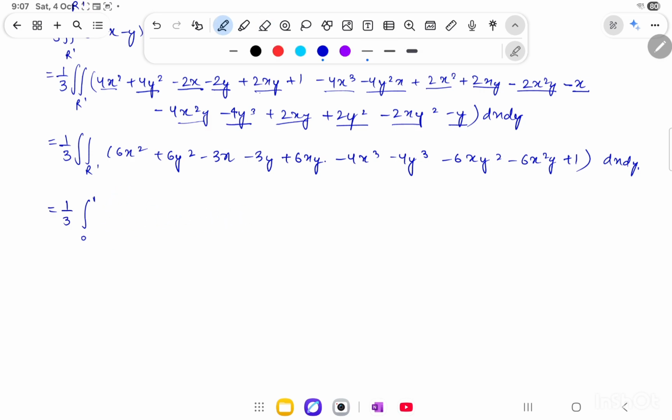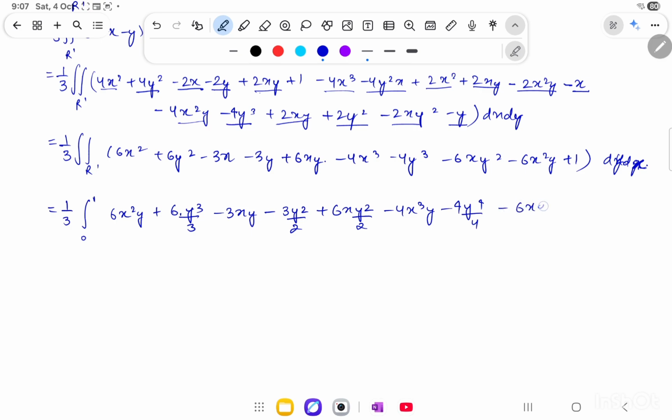We are integrating first with respect to y and then with respect to x. So if we integrate with respect to y, it will be 6x squared y plus 6y cubed by 3, minus 3xy minus 3y squared by 2, plus 6xy squared by 2, minus 4x cubed y minus 4y to the power 4 by 4, minus 6xy cubed by 3, minus 6x squared y squared by 2, plus y, and limits vary from 0 to 1 minus x, dx.